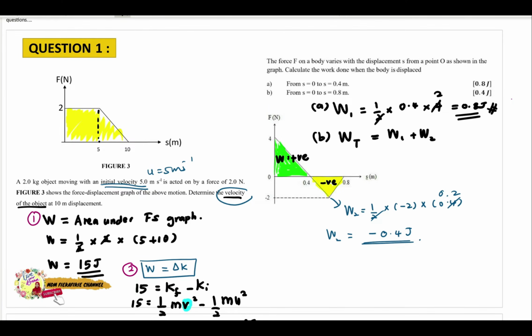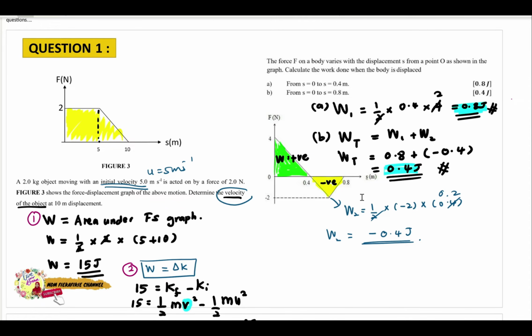Okay, and then finally we want to calculate the work done from 0 to 0.8 second. So W total equals W1, which we calculated earlier as 0.8, plus W2, which is negative 0.4. Okay, and then the final answer is 0.4 joule. Unit jangan lupa ya, unit dia adalah joule. So this is the answer for part A and this is the answer for part B. Okay, so we have finished question number 1.